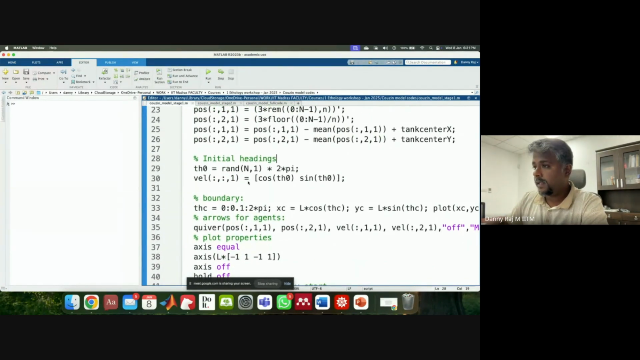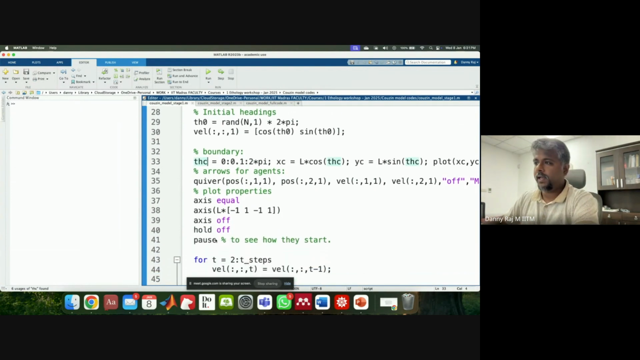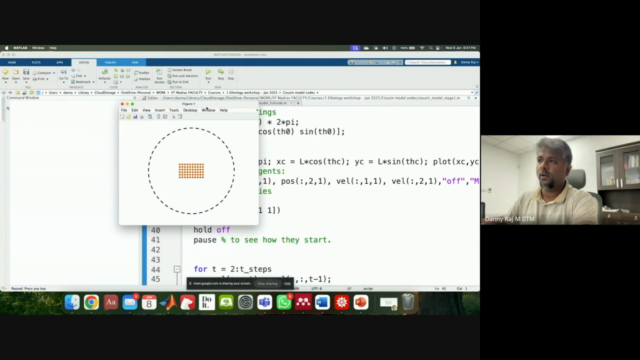All right, then this is just a way to plot the boundary and so on. So let's just run this to see what we have.